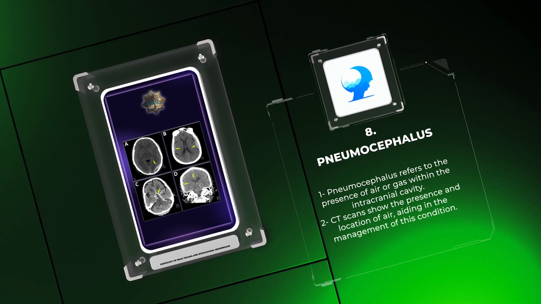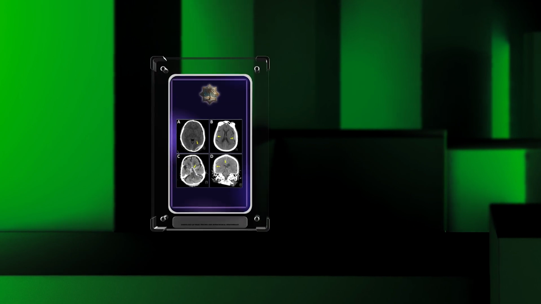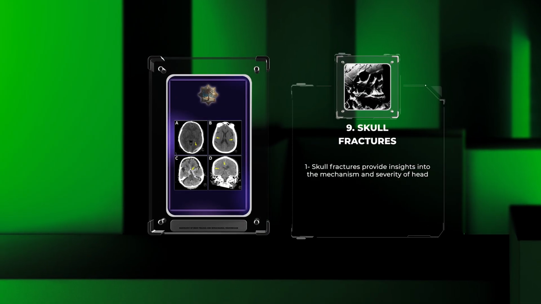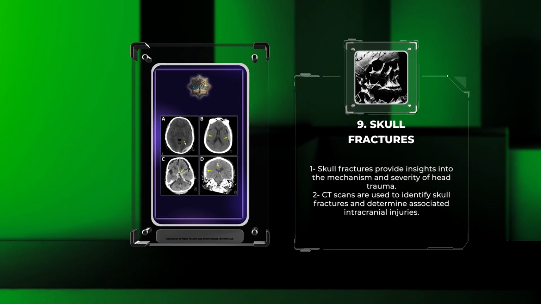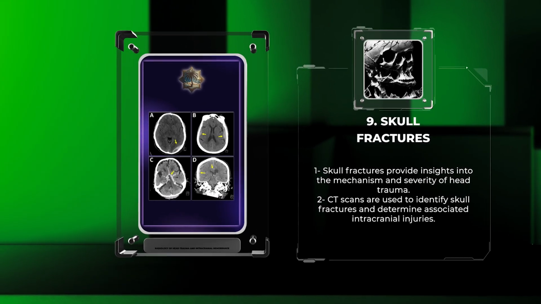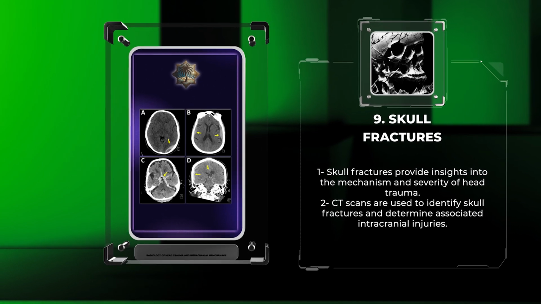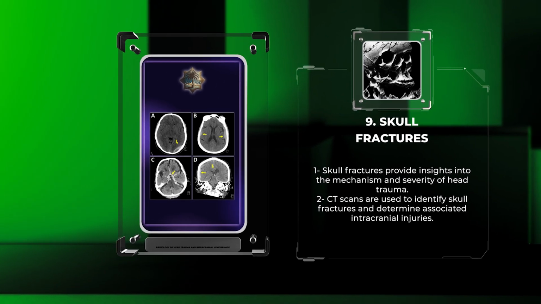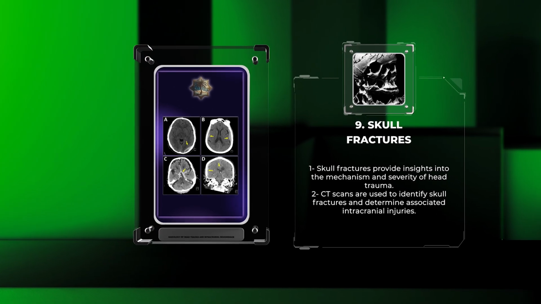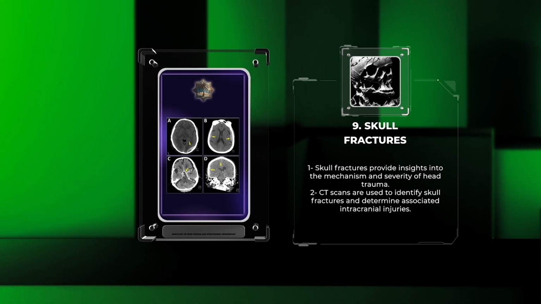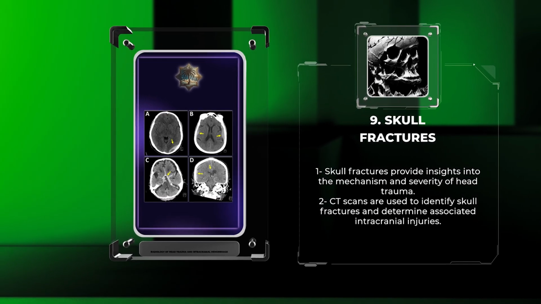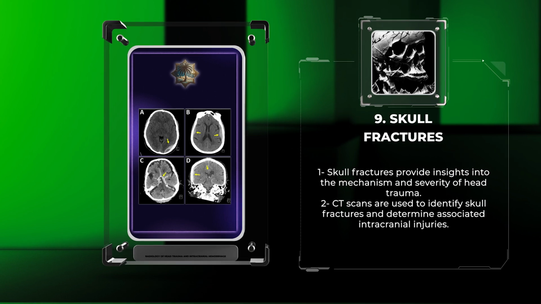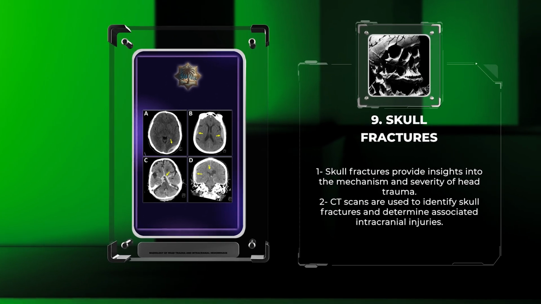Now, let's proceed to our ninth topic. Skull fractures are common manifestations of head trauma and can provide valuable insights into the underlying mechanism and severity of injury. On imaging, skull fractures are typically seen as disruptions or breaks in the normal continuity of the skull bones. CT scans are the preferred imaging modality for identifying skull fractures due to its ability to visualize bony structures with high resolution. The type and location of the fracture can help determine the risk of associated intracranial injuries and guide treatment decisions.